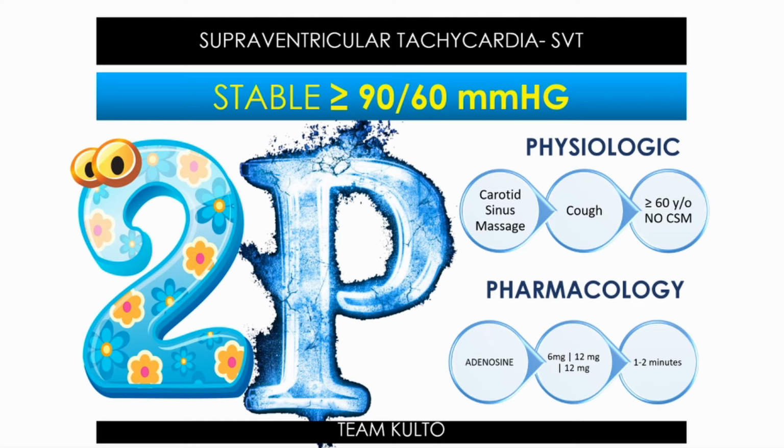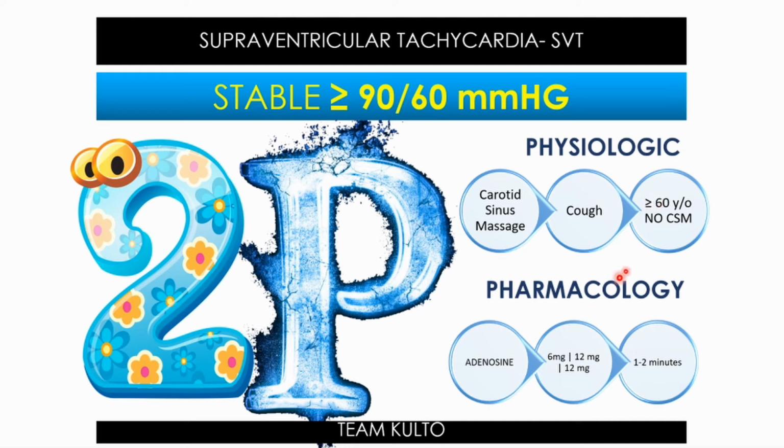Okay, my loves? Again, wag malilito, ha? Stable SVT, ang blood pressure ko is more than 90/60 millimeters of mercury. Dalawang management ko dyan. Two piece. Physiologic, pharmacology. Una, ika-carotid sinus massage ko to dito sa neck ng aking patient. Pero kailangan ko munang maging mindful sa age. Ano ba yung age ng pasyente ko?